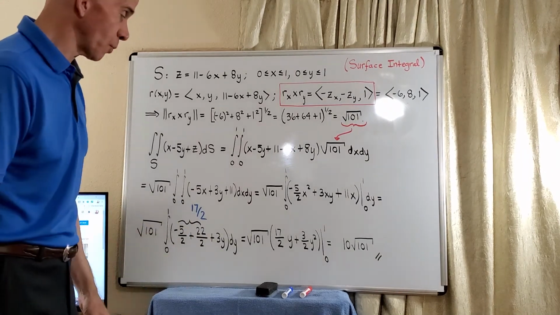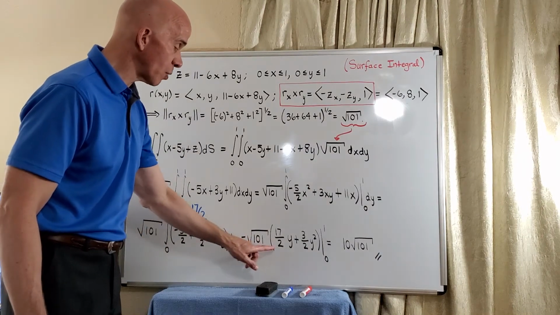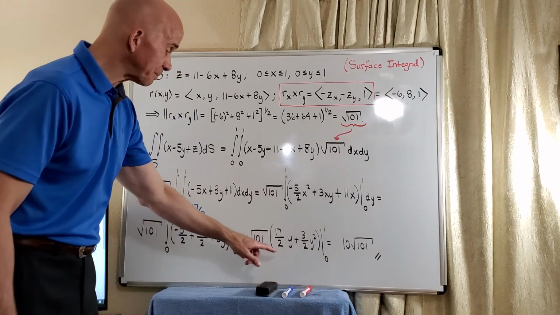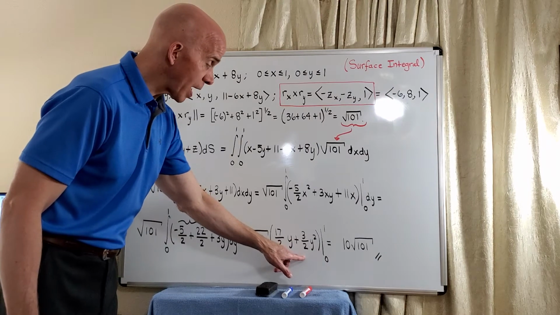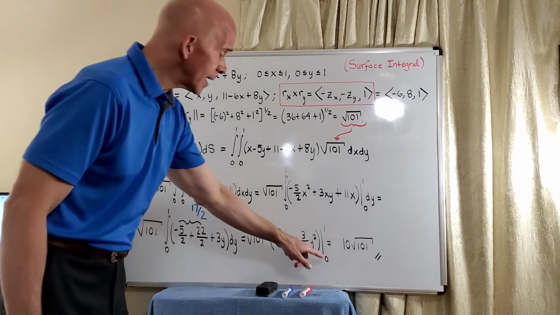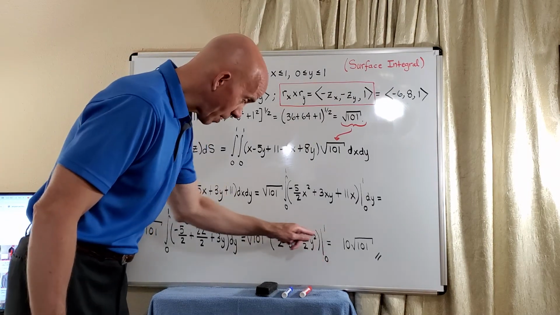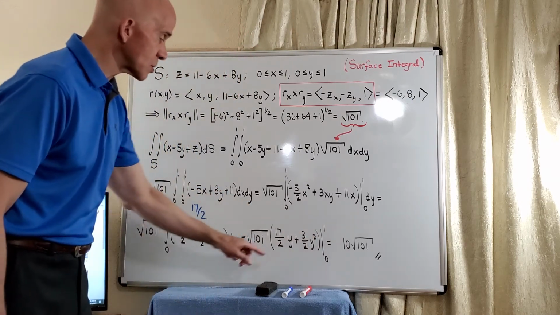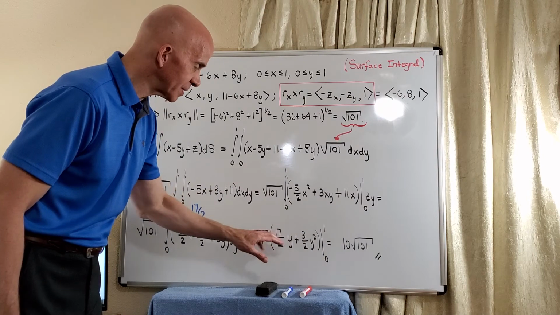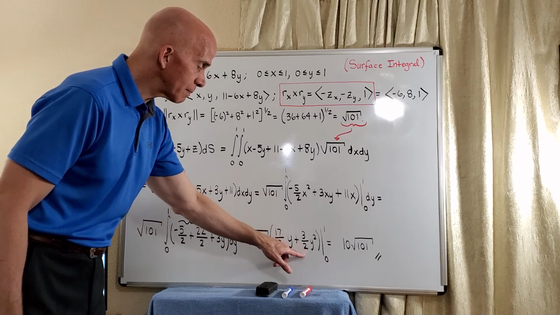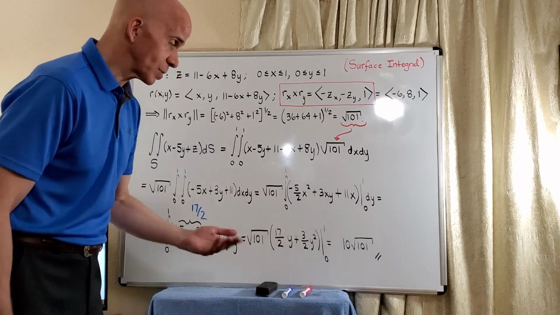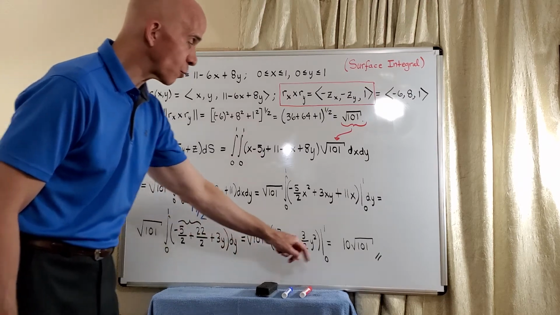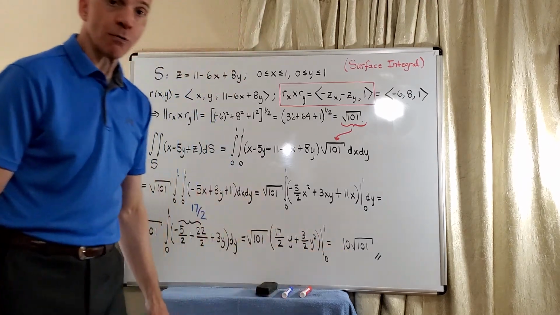Again, very straightforward. So now we have square root of 101 times 17 over 2 y plus 3 halves y squared. And again, the lower limit zeroes out our antiderivative. We only have the 1 that survives. So this nicely gives us a good number. We have 17 halves plus 3 halves, which is 20 halves, which is 10. So our final answer will be 10 times the square root of 101.